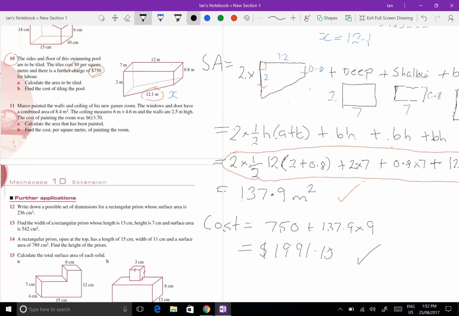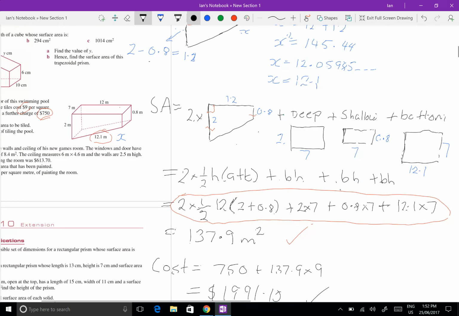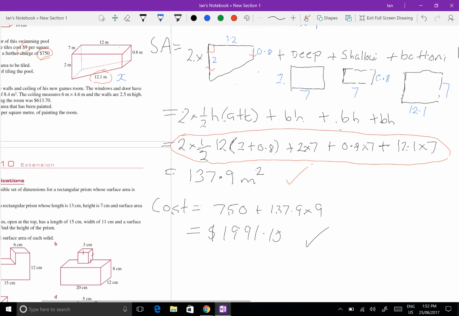So there you go, the trapezoidal prism. Now remember, in our assignment, you have to find the length of the bottom of the pool, get your 2 trapeziums, your 3 rectangles, show your substitutions, and then come to the final answer. Good luck.